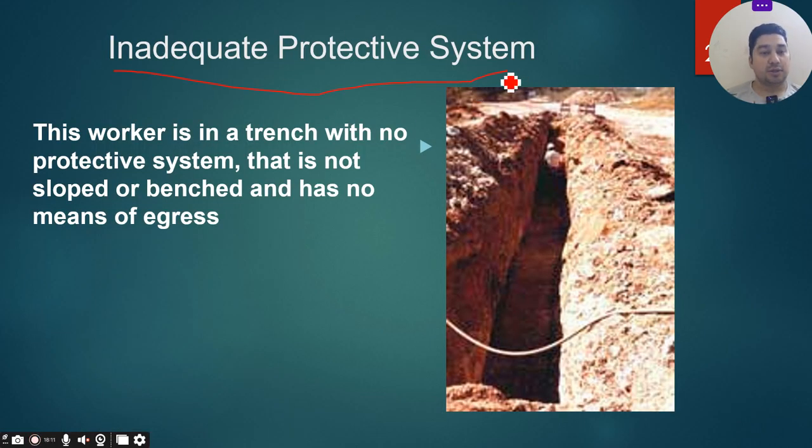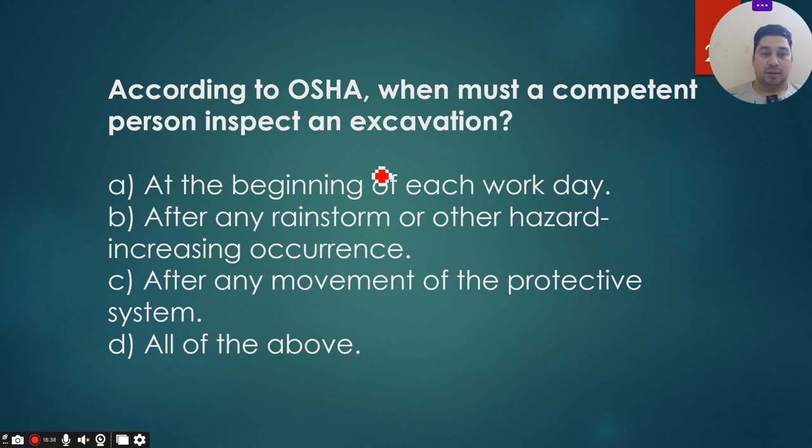Inadequate protective systems: you can see this worker working in the trench. This is also one example of an inadequate protective system. There is no protective system over here, nothing is there. This wall can easily cave in, and it is not sloped or benched and has no means of egress. I cannot see any ladder, and there are no trench boxes, nothing. Those conditions need to be avoided, and people should not allow any worker to work in those conditions.